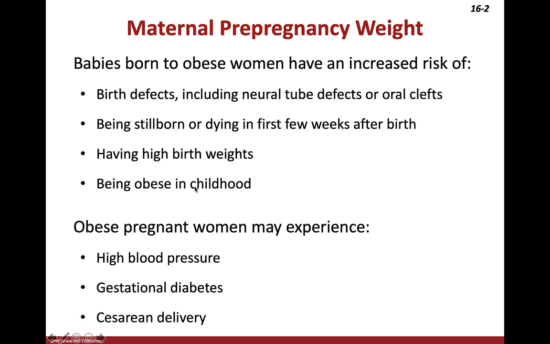So first, let's talk about babies that are born to obese women. And here, there's going to be an increased risk of birth defects. This could include an issue with oral collapse or neural tube defects, being stillborn or dying within the first few weeks after birth, having higher birth weights, and potentially predict being obese later in childhood. Women that are pregnant and obese may have high blood pressure, they may get gestational diabetes, and they may actually need to deliver through C-section.